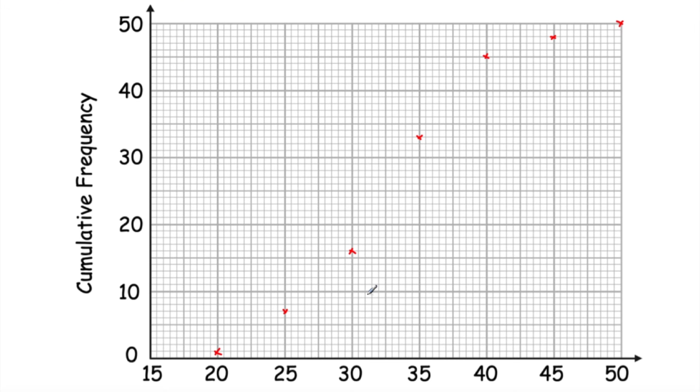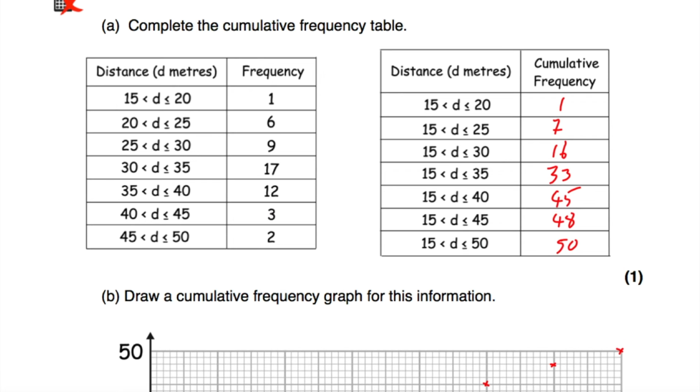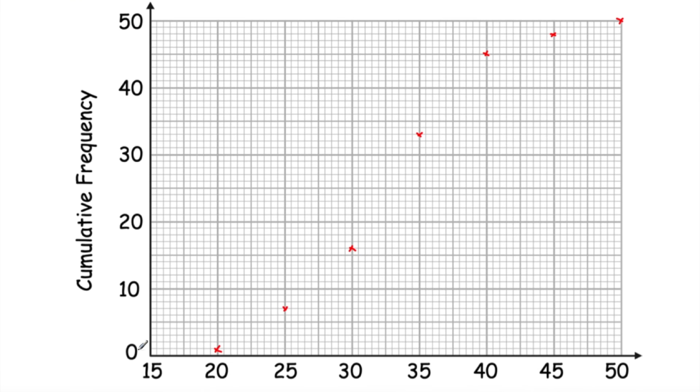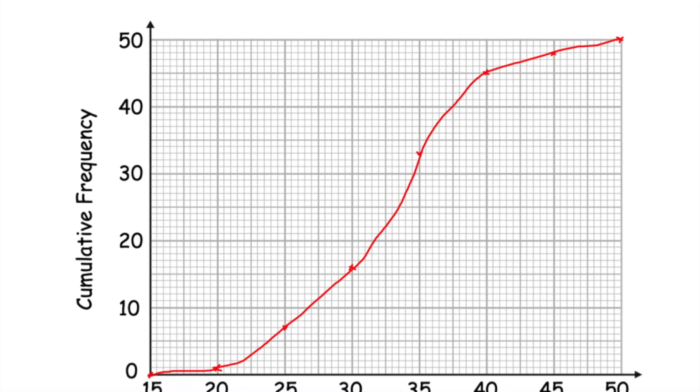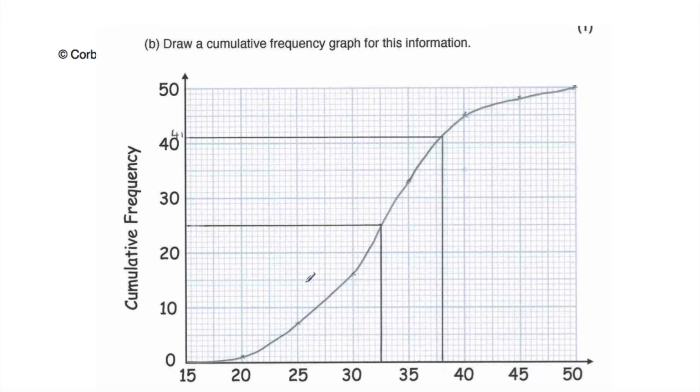So we've now plotted our points. We now need to do a nice smooth curve through them. And again, the first category started at 15, so we're going to start at 15 in terms of it being 0 there. The examiner's just looking from that first point onwards, but I like to start there. So we're going to curve upwards. And that's the best I could do on the computer. If you have a look at the website, it looks quite similar in terms of that curve.